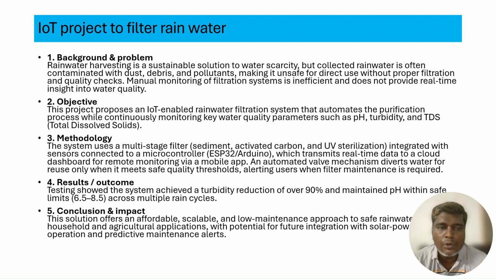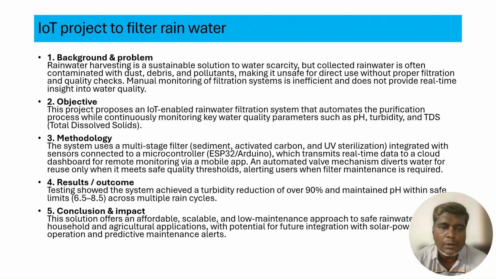And coming to the fourth part, the result or outcome, here you have reduced the turbidity by over 90%, which we can show in numbers, 90%, and the pH level is within the safe limit of 6.5 to 8.5. So these are some values which you are going to derive by doing this project.